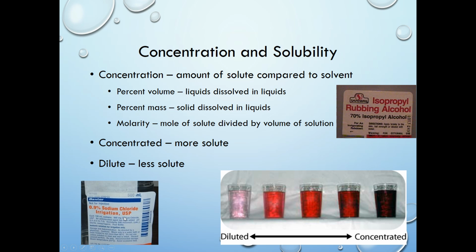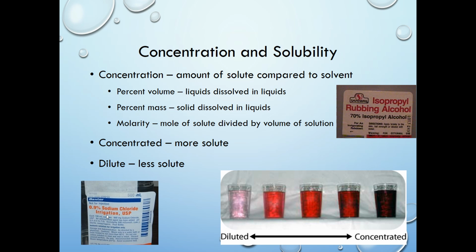If we have percent mass, that's typically a solid material dissolved in a liquid. So 0.9% sodium chloride means the other 99.1% is water. And then molarity is the more common unit for scientists. It's the number of moles of solute divided by the volume of solution. So concentration is going to tell us an actual number. So percent volume, percent mass, and molarity tell an actual number.